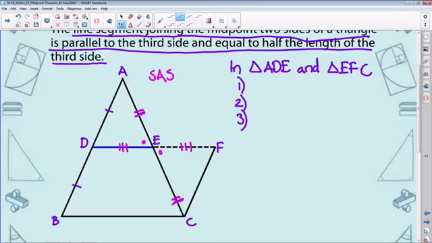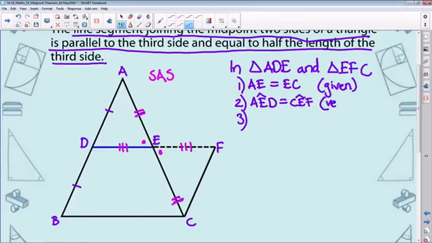So let's start by saying, and we'll switch back, that AE is equal to EC. Why? Because it was given. Okay, the second thing we need to prove is the angle. Well, angle AED is equal to angle CEF. Why are they equal? Because they are vertically opposite.